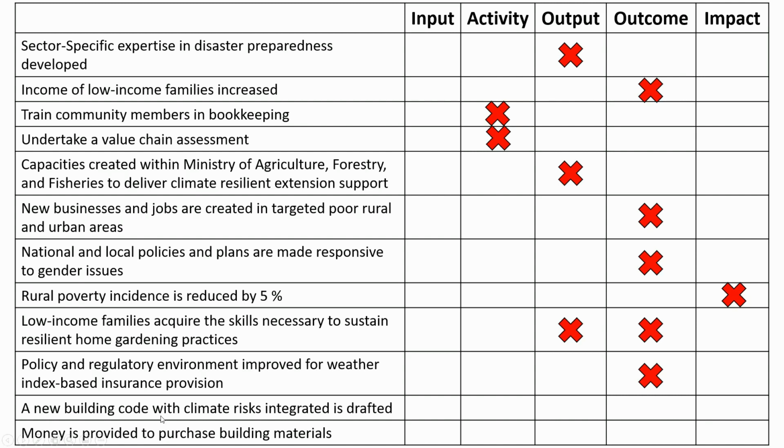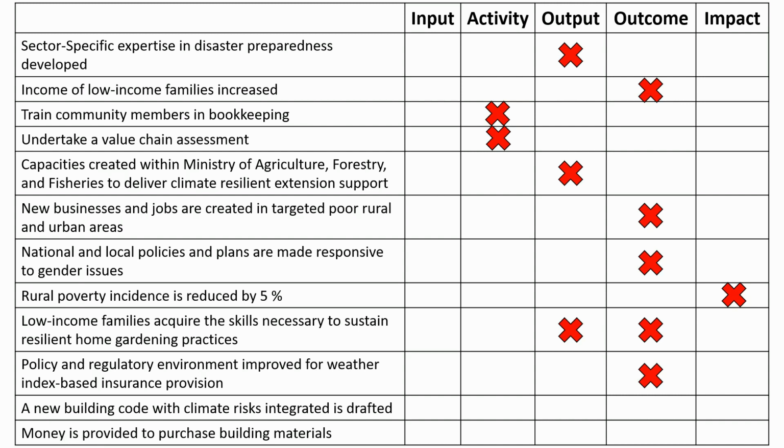We've got a new building code with climate risks integrated as drafted. Here, see, that's me drafting. I don't pass the regulatory code. I don't pass the building code because that's a political process. So this is not an input, and it's not an impact.